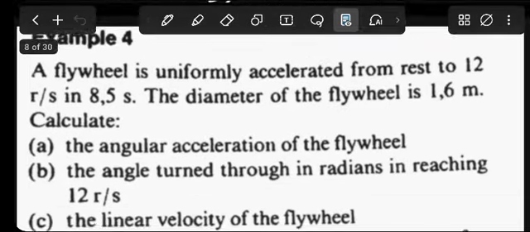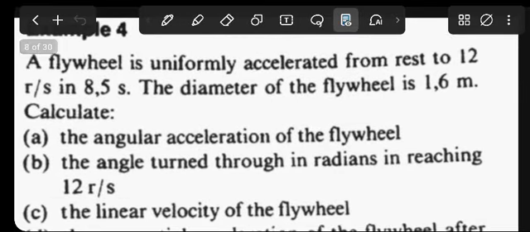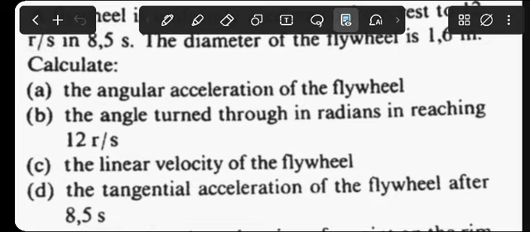Alright, so number 4, we have a flywheel. It is uniformly accelerated from rest to 12 revs per second in 8.5 seconds. The diameter of the flywheel is 1.6 m. Calculate the angular acceleration of the flywheel.